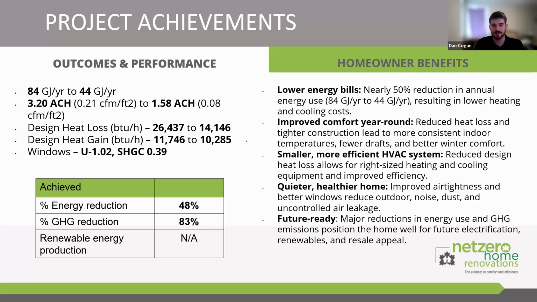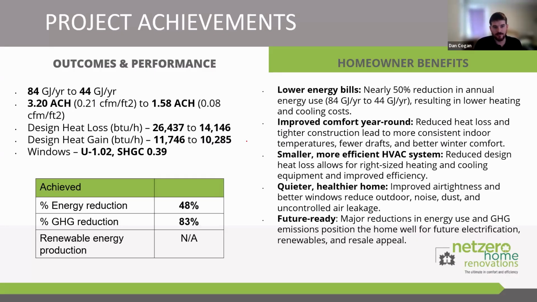So that was great. From a load perspective, the design heat loss dropped from roughly 26,000 BTUs to 14,000, which is a significant improvement and has direct implications on the sizing of the heat pumps. And keep in mind, this house isn't very big to begin with, so the loads weren't huge to begin with, but still that improvement was impressive. We also saw a modest reduction in the design heat gain, and the upgraded windows came in at U1.0 with a solar heat gain of 0.39.